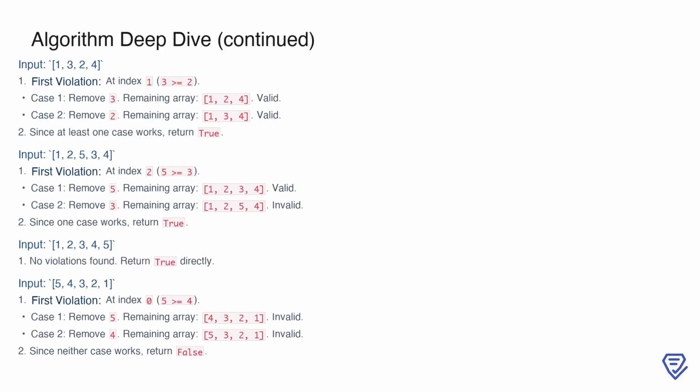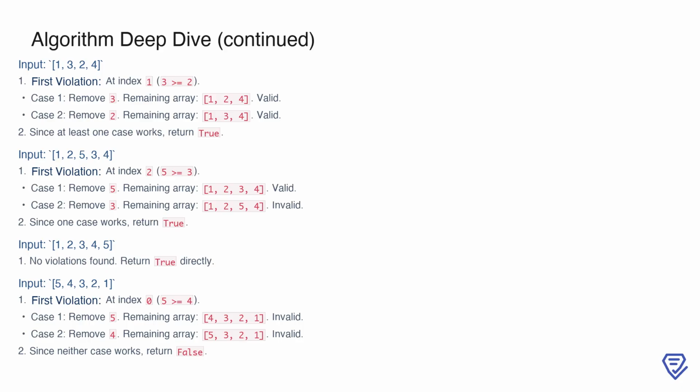Let's apply the algorithm to a few examples. For the input 1, 3, 2, 4, the first violation occurs at index 1 where 3 is not less than 2. In case 1, removing 3 leaves 1, 2, 4, which is strictly increasing. In case 2, removing 2 results in 1, 3, 4, which is also valid. Since at least one of the cases works, we return true.